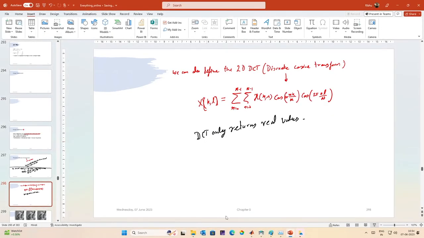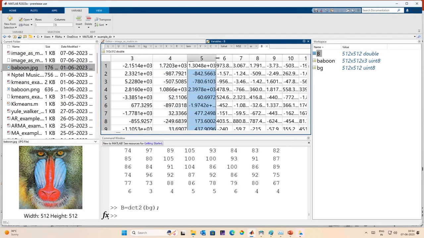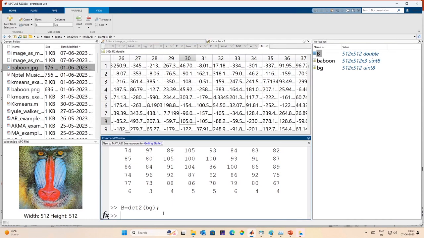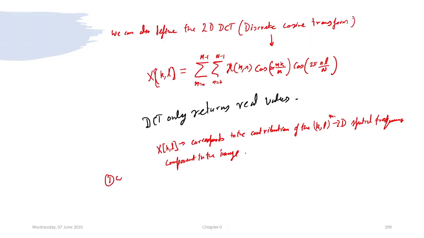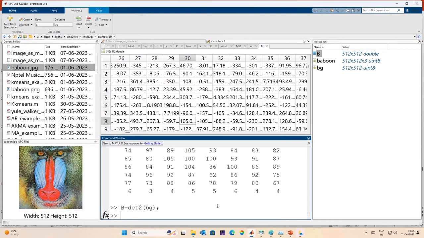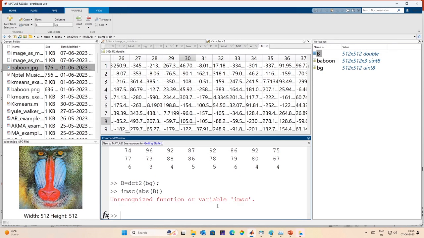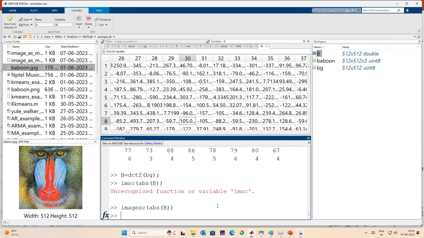To have a better idea, let us plot. But these are both positive and negative. One thing is that these are of the order of 10 to power 3 and others are very small, and they are both positive and negative. So, we will have to talk about the magnitudes while talking about this contribution of the spatial frequencies. To visualize this, let us use the imagesc command, the scaled image command. So, imagesc of the absolute value of B.